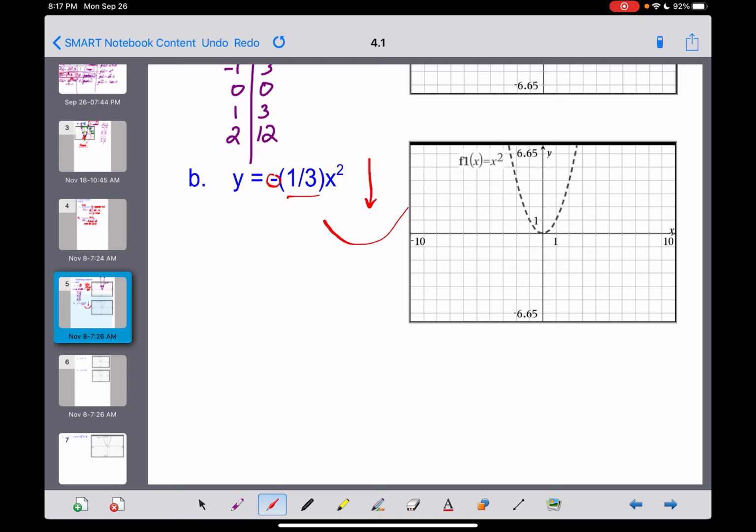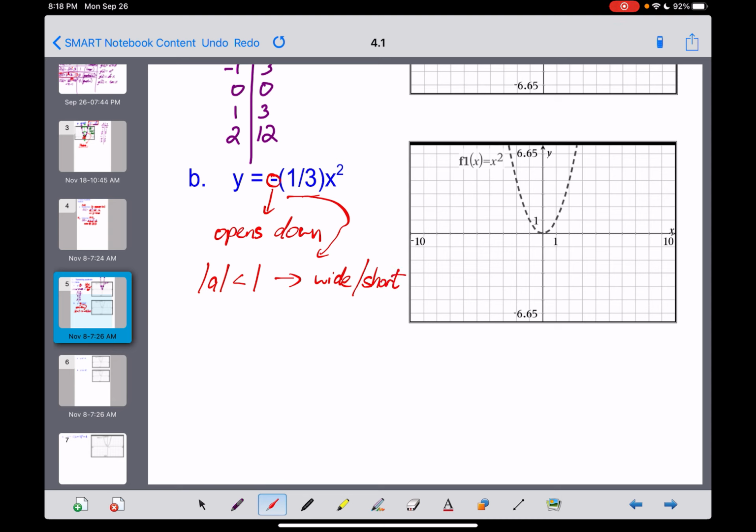However, there's also a negative out in front of the whole thing. And if you guys remember, what that negative does is it flips your graph over the x-axis. And now for the first time, we're going to get a parabola that is going to open downward. So that negative right there tells us that it opens downward. That's good to know. And the fact, let me write this here, that the absolute value of a is less than 1, that means that we have a wide parabola, although really it's because we have a short one that it just appears wide.